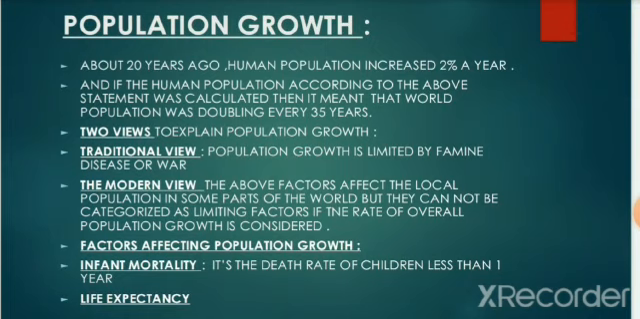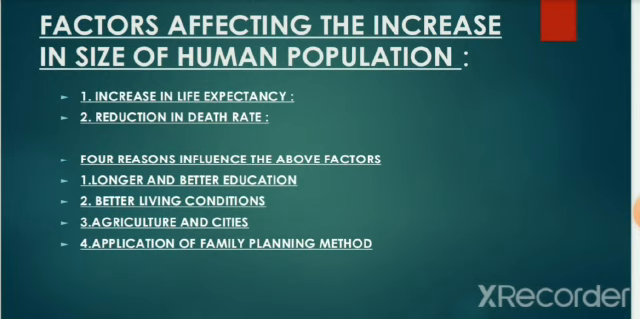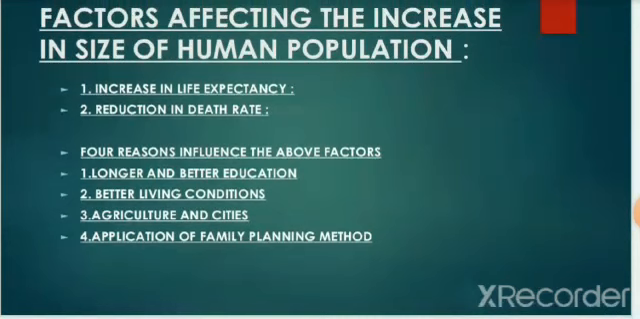Moving on, there are certain factors that affect the increase in size of human population, which are the increase in life expectancy and the reduction in the death rate. Four reasons are there which influence the above factors. What are the four reasons? The reasons are longer and better education, better living conditions, agriculture in cities, and application of family planning methods.